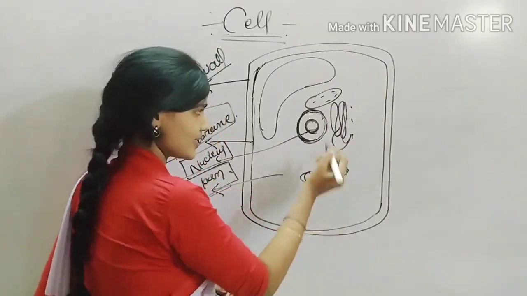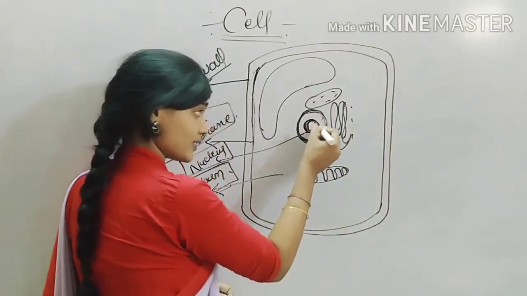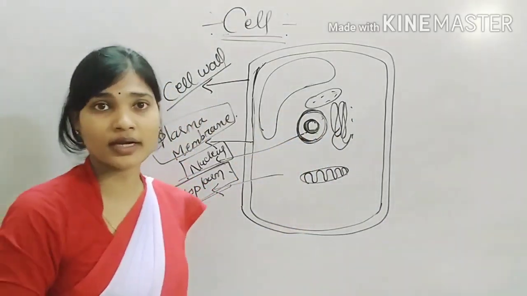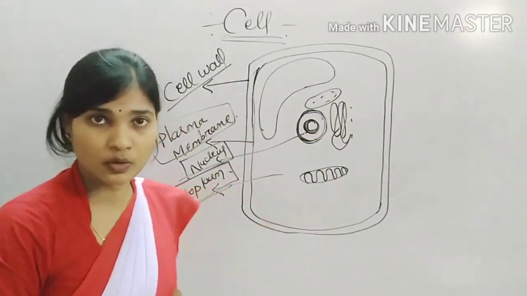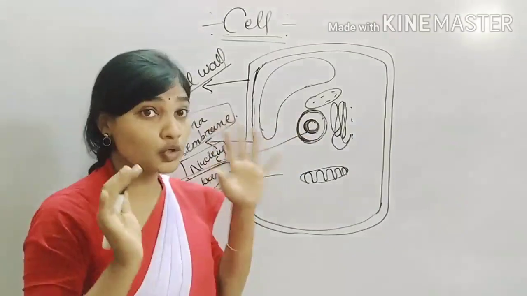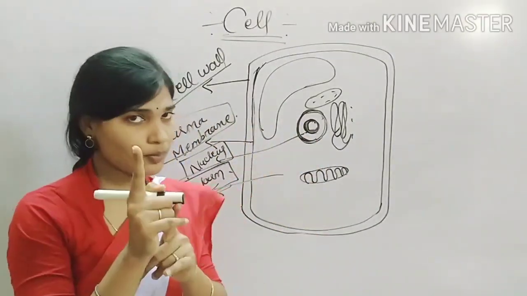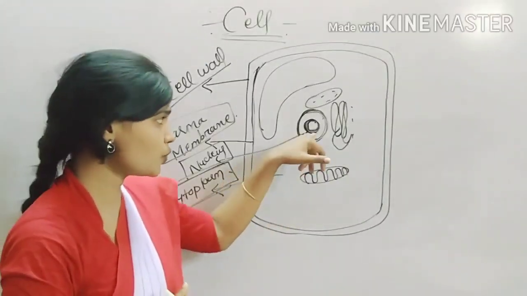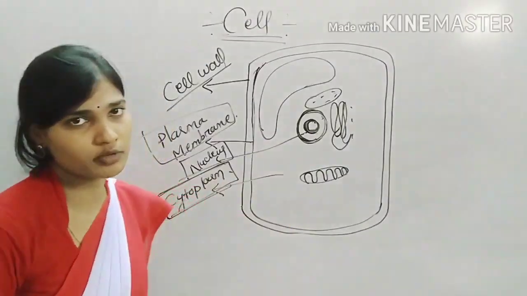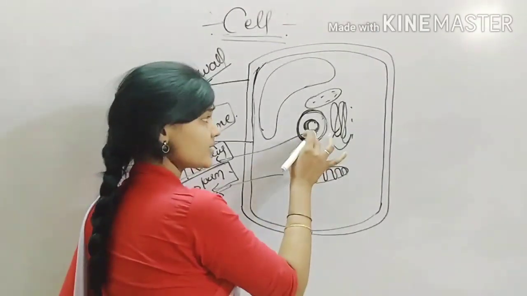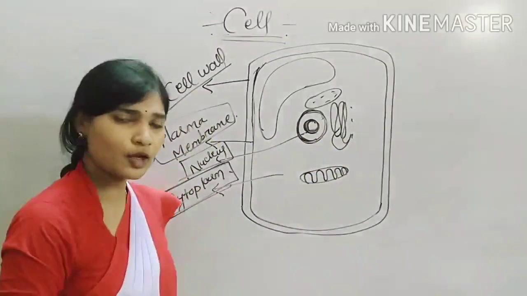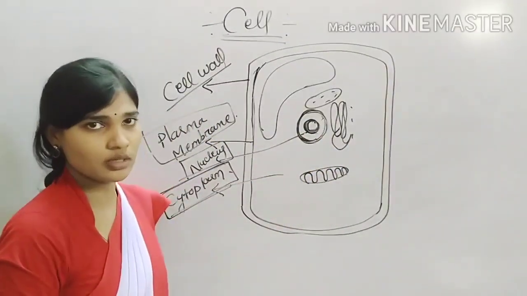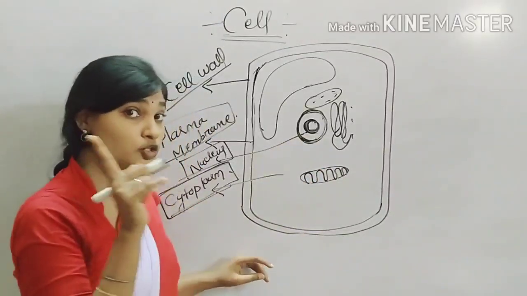Okay, we will discuss the nucleus. It is also an important component of the cell. It is the control unit of the cell. You have to remember that. So, the nucleus is the control unit of the cell. It is spherical in shape, located in the center of the cell. The membrane is also porous.